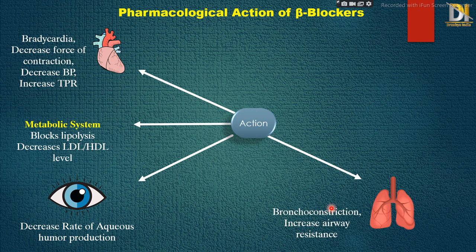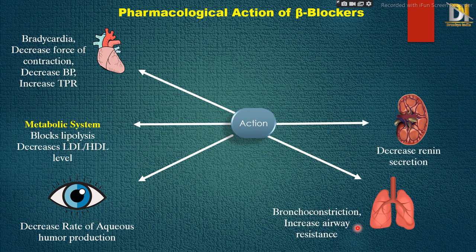Next one is lungs, that is on respiratory tract. It causes bronchoconstriction, increases airway resistance. These beta blockers are contraindicated or they are mainly used cautiously in asthma patient, because an asthma patient is already troubled for breath, and if they constrict the bronchioles it may worsen the condition of asthma. Therefore they are preferably avoided only.